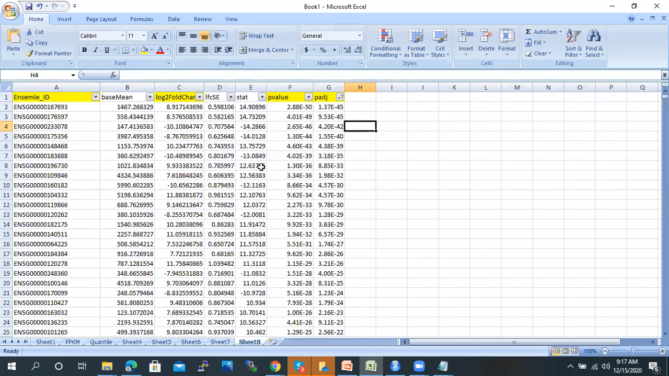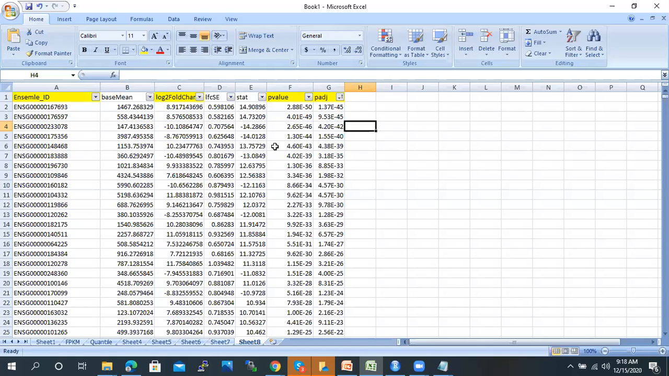Here you can filter out the genes first based on the p-adjusted value. If you still want to filter and sort your genes further, you can take into consideration the log2 fold change.